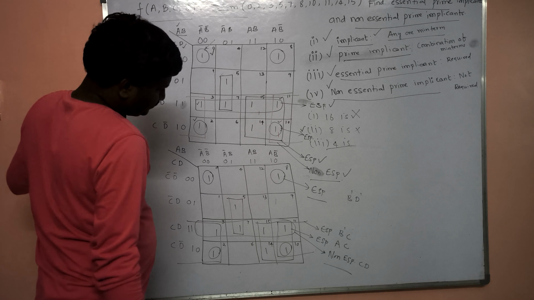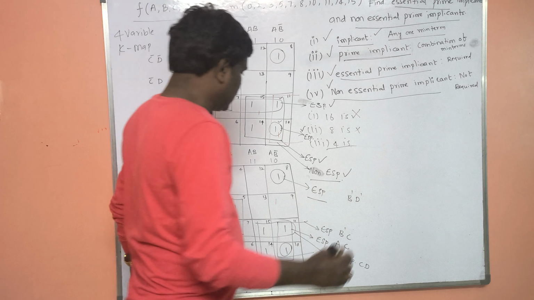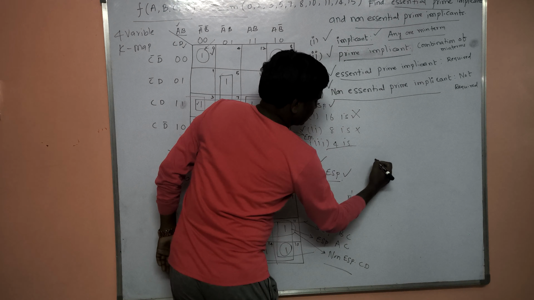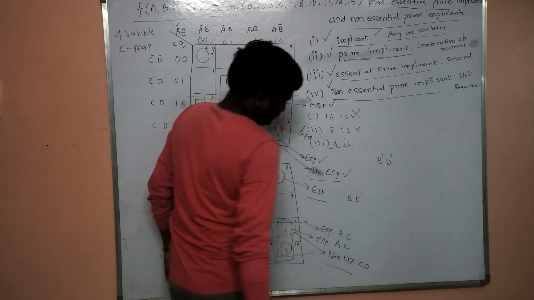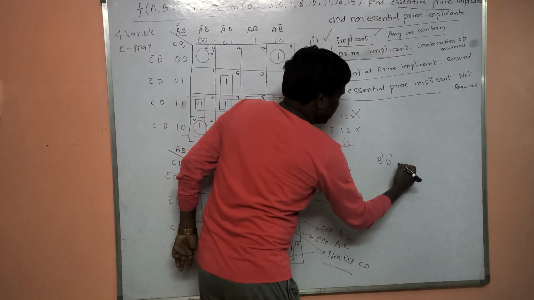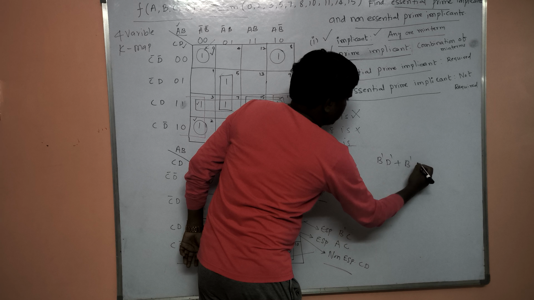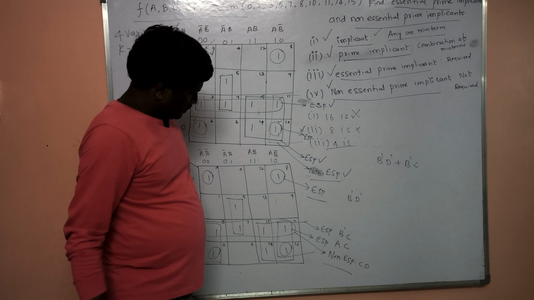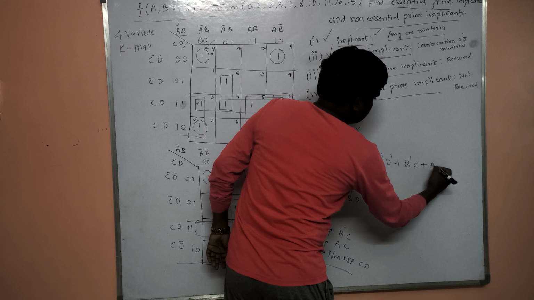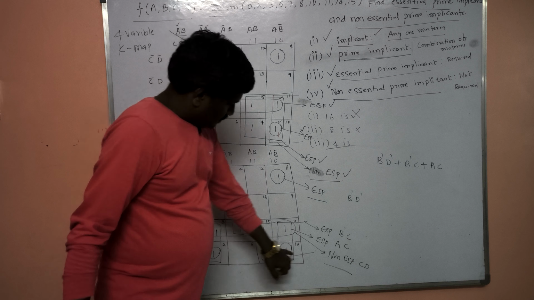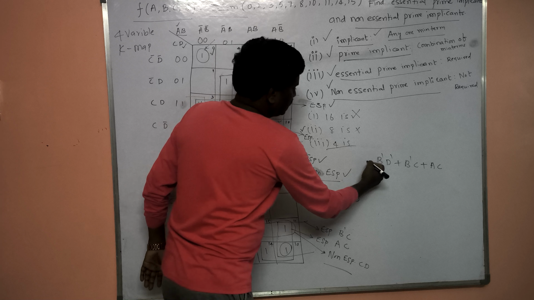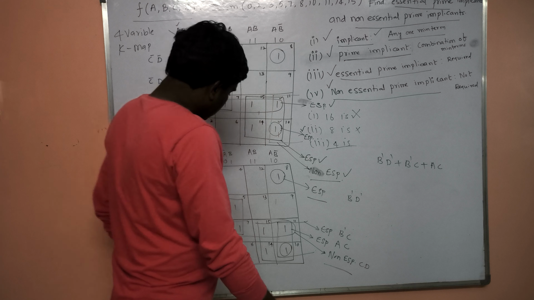So here you can write what the essential prime implicants are. B bar D bar is an essential prime implicant. Then B bar C is an essential prime implicant. Okay, then AC is an essential prime implicant. CD is not essential. So these three, totally how many?